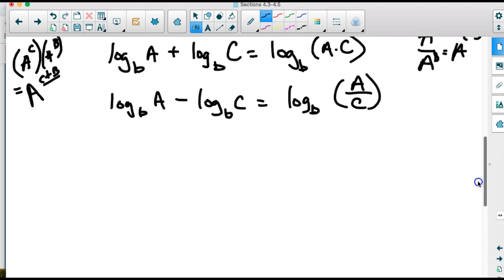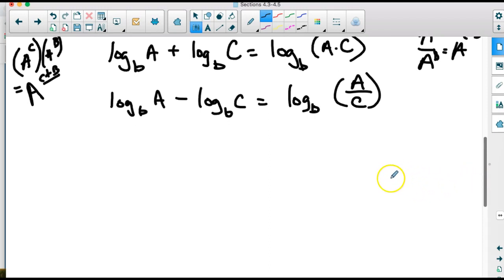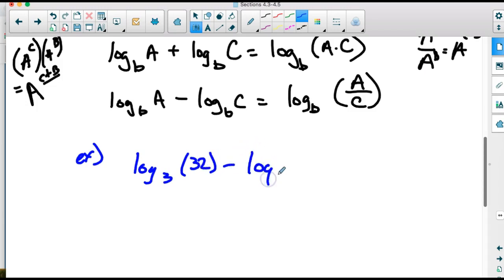Okay, so we're going to take a look at how we use these to expand or simplify into a single logarithm. If we have something like this, we're going to simplify into a single one. If we have something that's complex, we're going to expand it out. So let's do a few examples of that. Let's start with this example here: log base 3 of 32 minus log base 3 of 4.